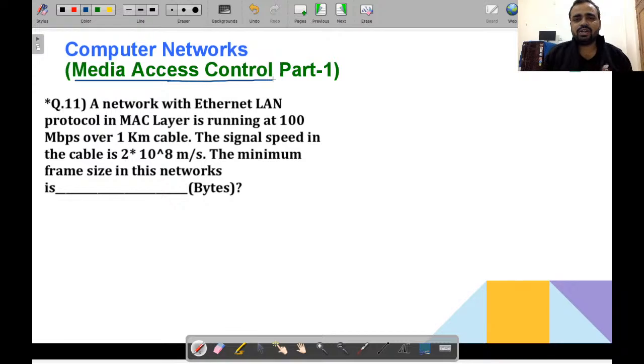My dear friends, you already know that inside the computer network there are various protocols. This is one of the protocols under the media access control.